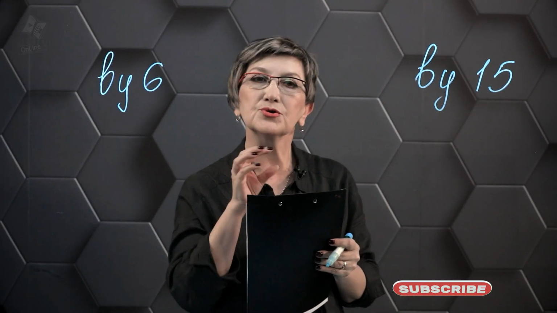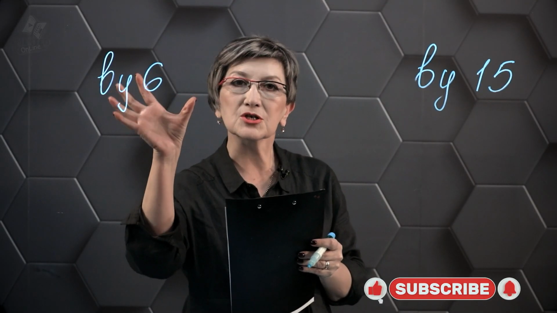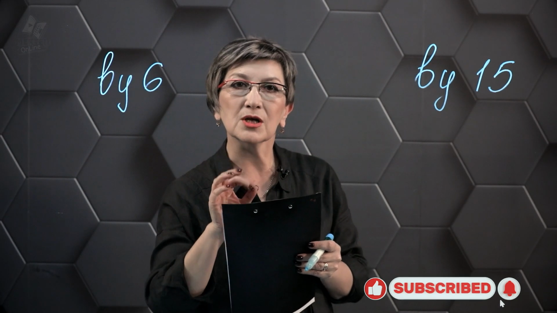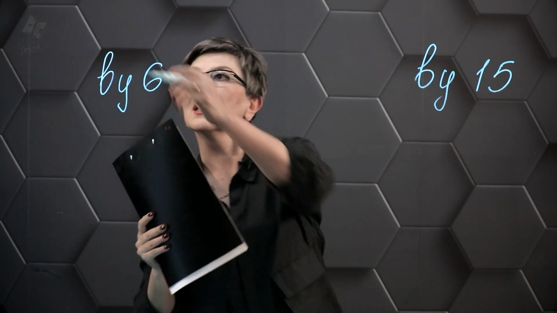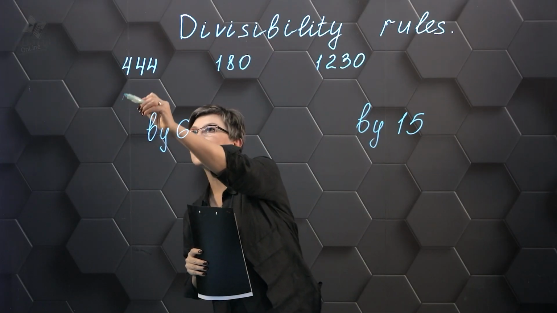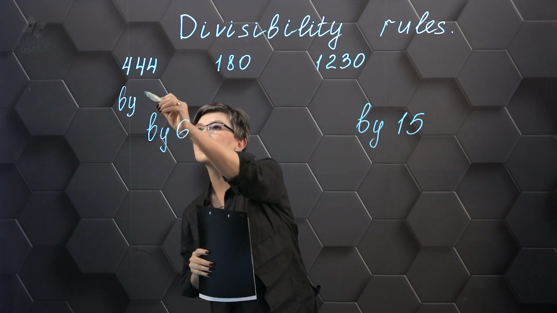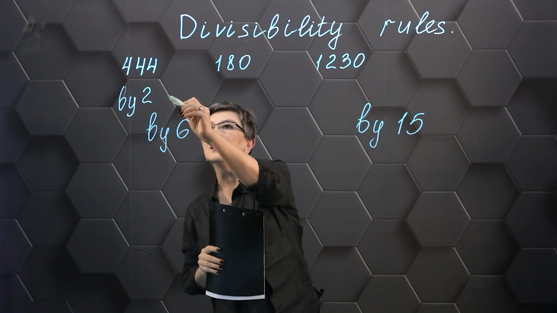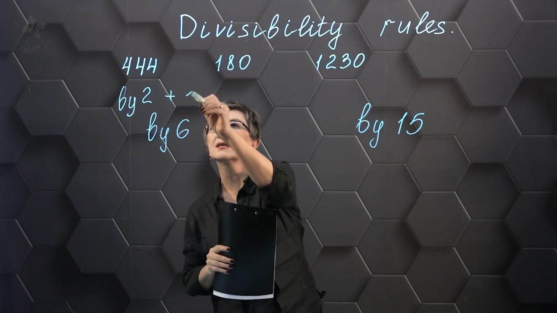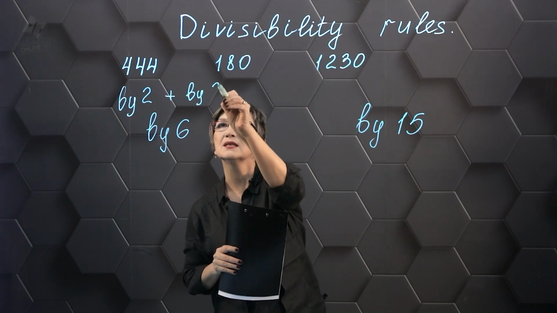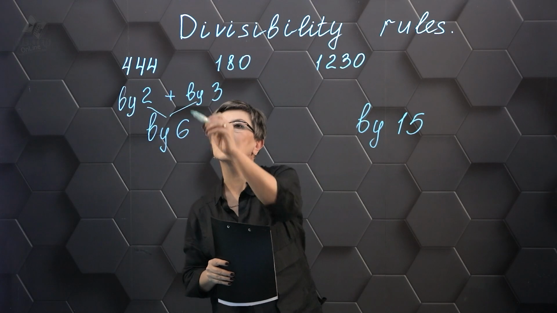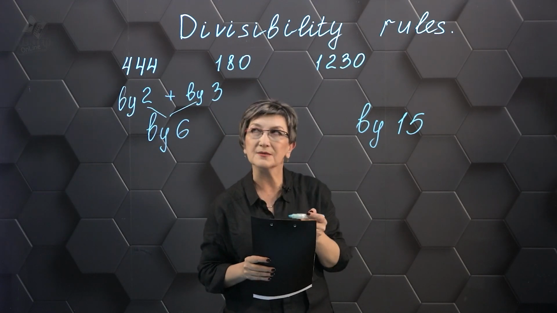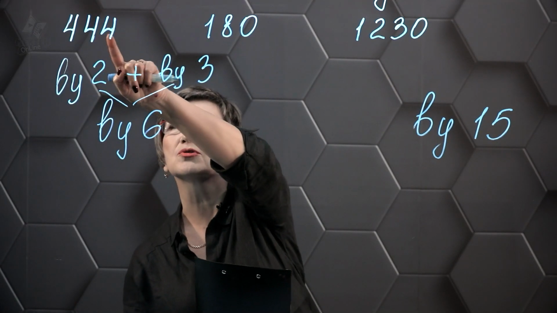In order to determine the number that can be divided by 6, we first need to use two rules. These are the rule of division by 2 and by 3. Therefore, if a number can be divided by 2, and at the same time the same number can be divided by 3, then that number can be divided by 6.